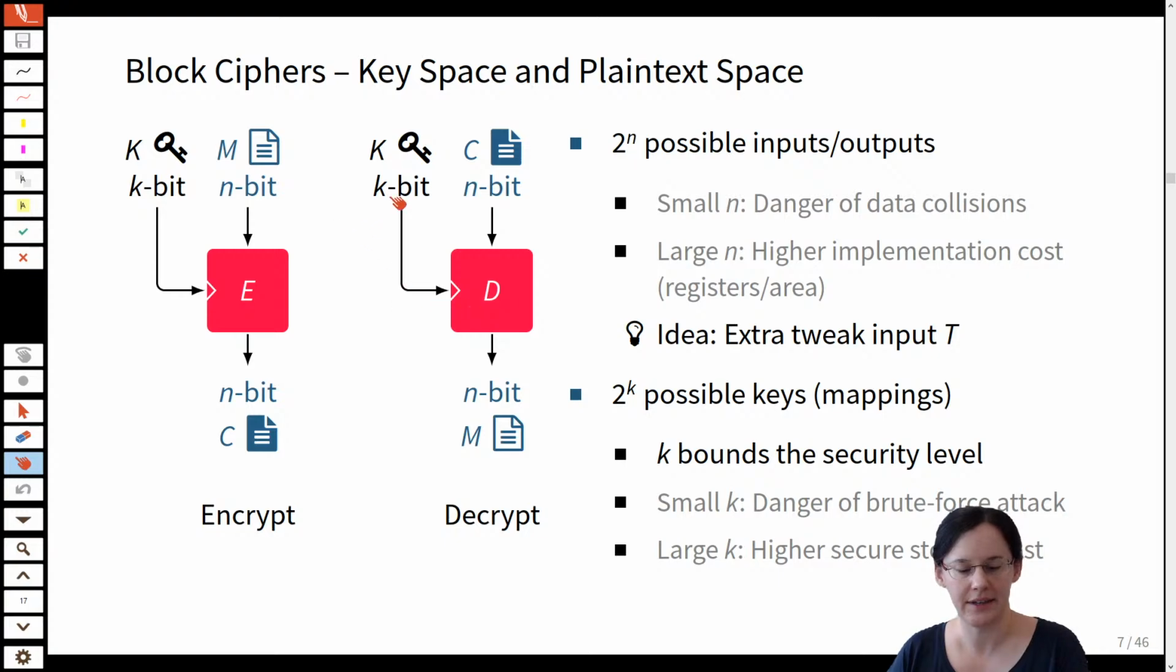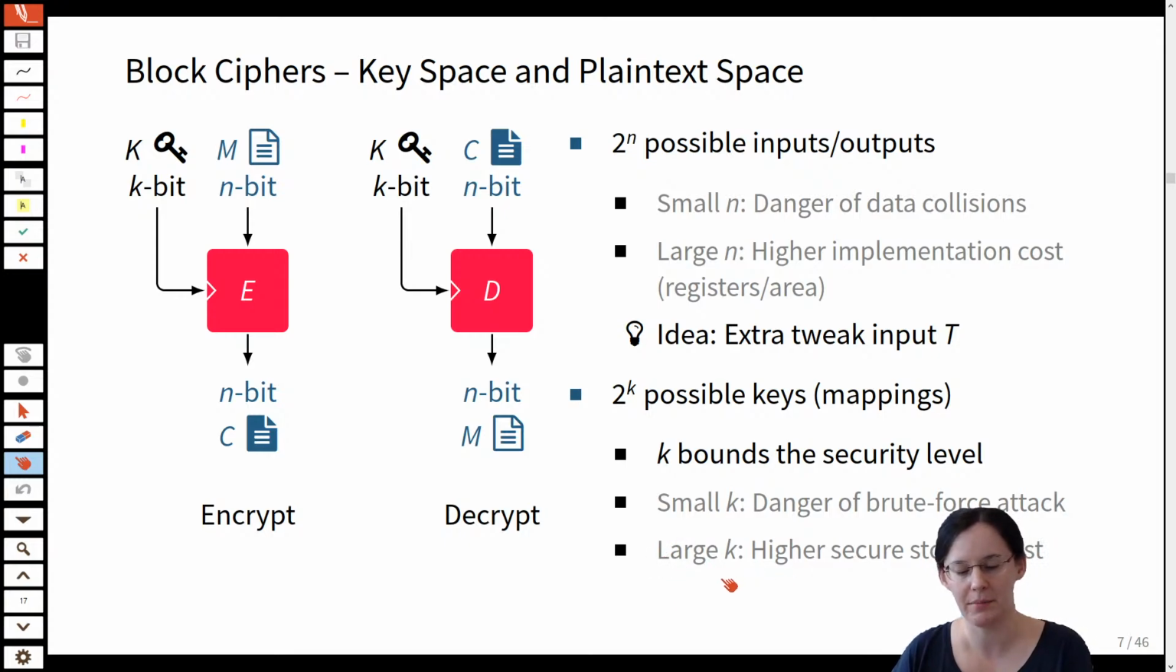Now let's have a look at the key. There are 2^k possible keys here, so 2^k mappings or lookup tables that we can generate. If this k is very small, then an attacker could simply try all the possible values of this key, so do a brute force attack. Whereas if it's too large, we again have a somewhat higher cost. So overall, in all of these cases, it's usually the case that if the security value becomes too small, you very quickly run into security problems.